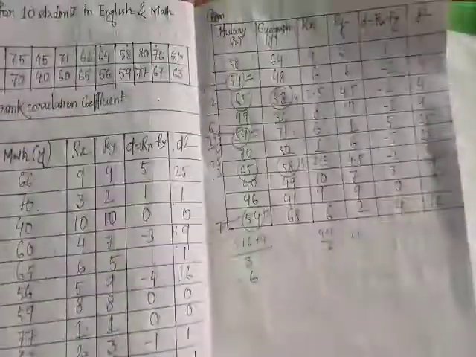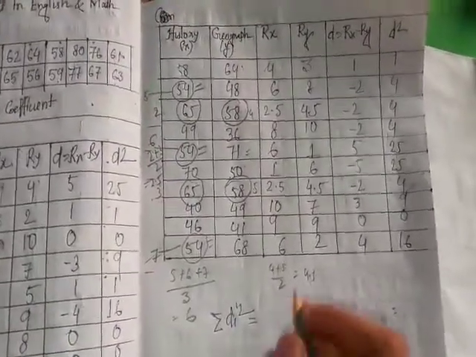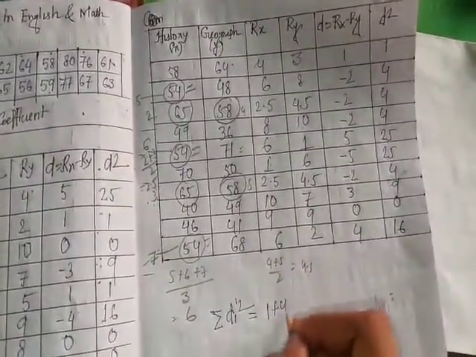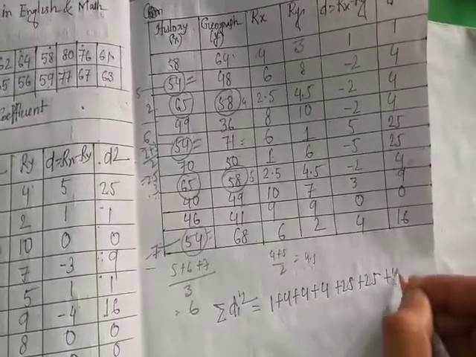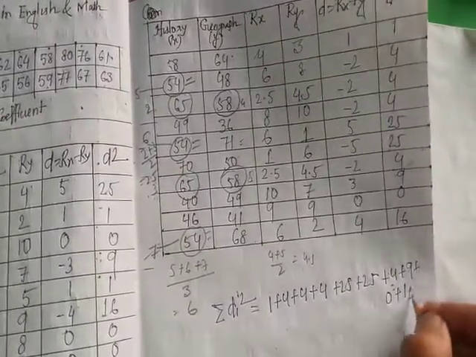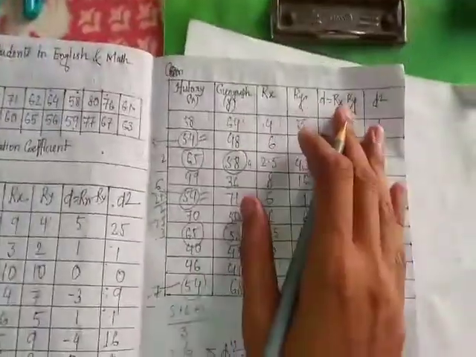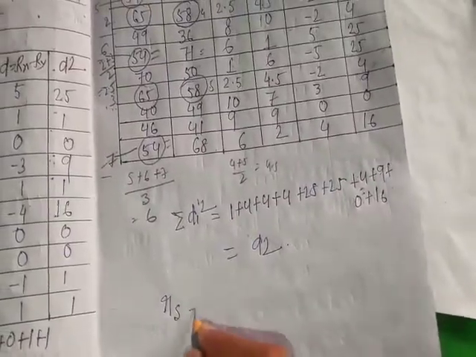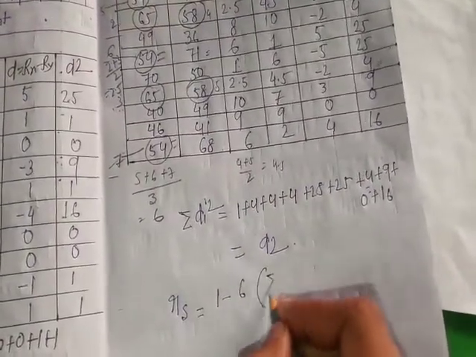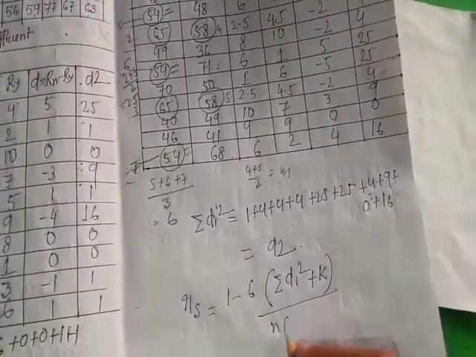Okay. So summation d square. If we sum these terms we get 1 plus 4 plus 4 plus 4 plus 25 plus 25 plus 4 plus 9 plus 0 plus 16. After calculation we get 92. Okay. So the formula of rank correlation for repeated ranks is Rs equal to 1 minus 6 into (summation di square plus k) by n into (n square minus 1).